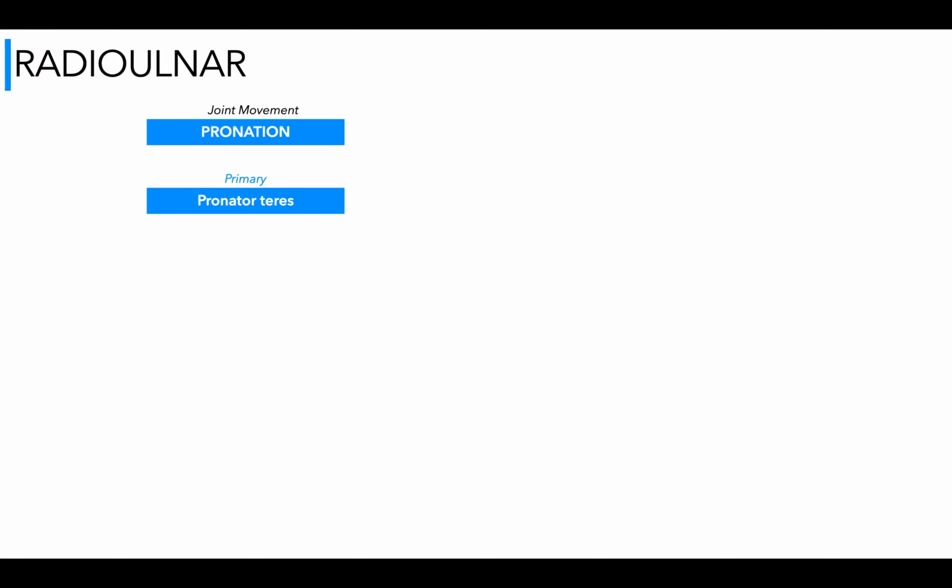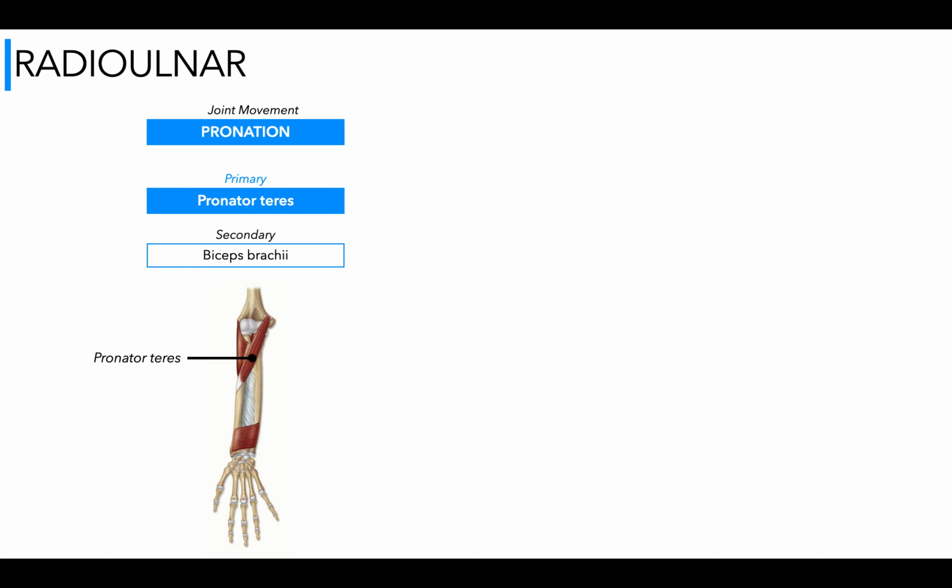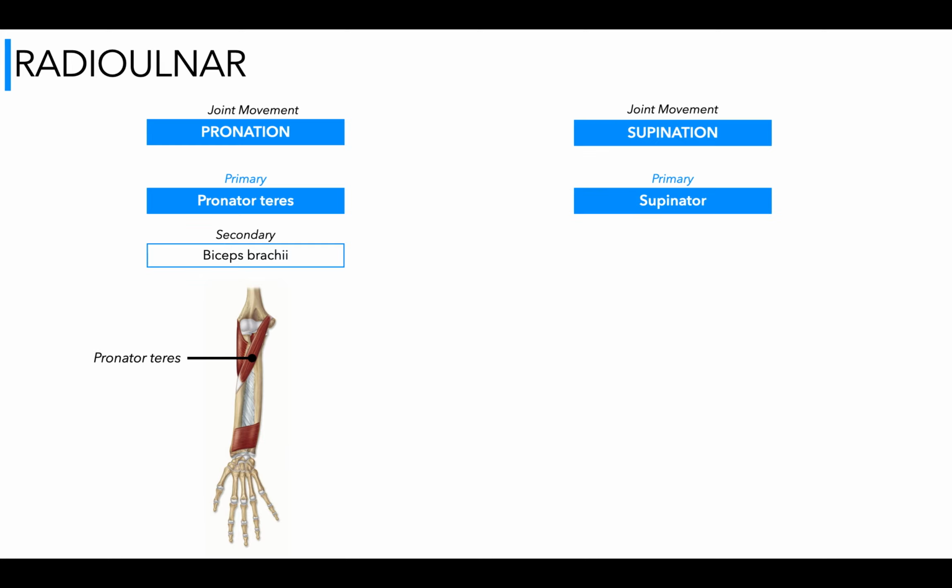Staying simple, radio ulnar, so we should know pronation and supination is coming up, but which muscles are responsible? So pronation, we have the pronator teres, and that is that long strip of muscle there, for turning the palm face down. And biceps brachii will also work as a secondary muscle there. And then we have supination, the supinator, and that is the other muscle there, for turning the palm face up.